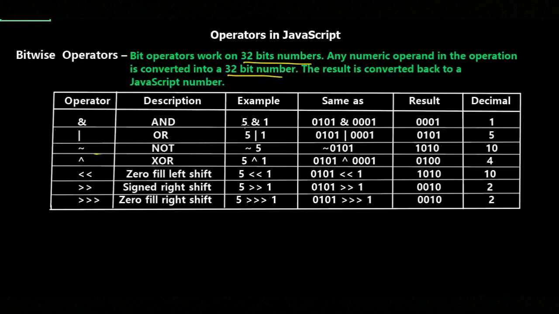For example, you can see 5 and 1. First, they are going to be converted into binary form. So 5 is 101. Then we have the AND operator, and we have 001. And then we perform an AND operation between them. So it's a logical AND operation, which is a Boolean operation. And then we get the result, which we convert back to decimal form.